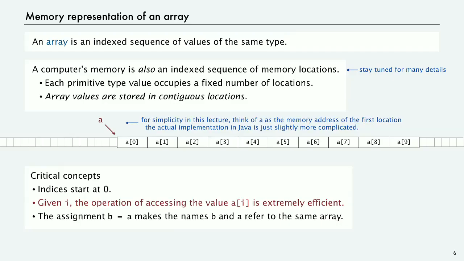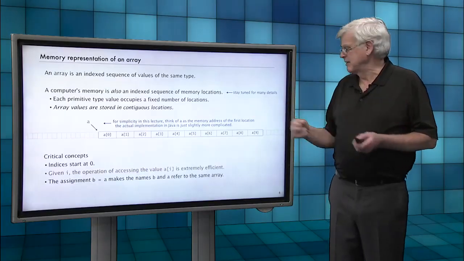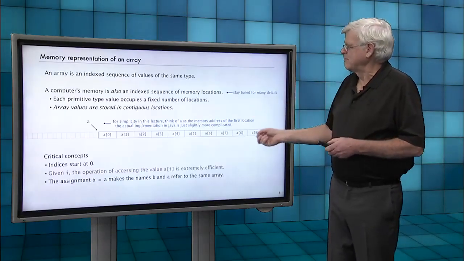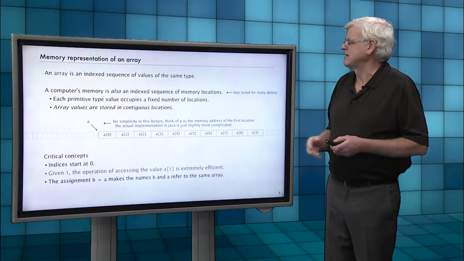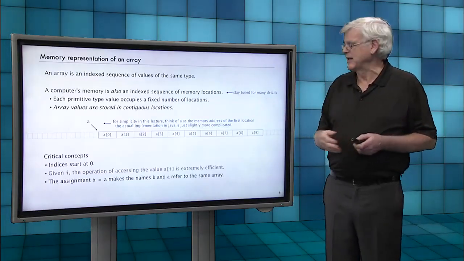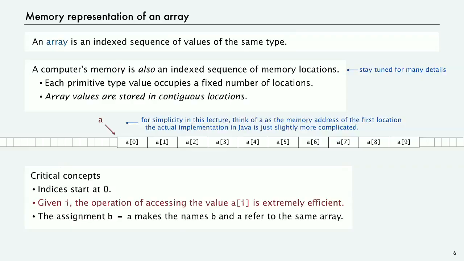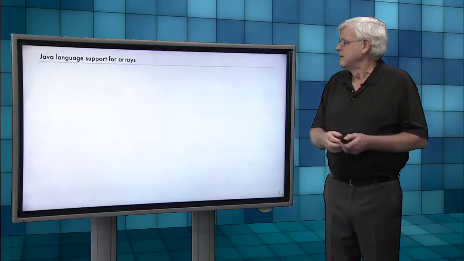Now, one really critical concept that derives from this: if you're using a name to refer to the array, and you make an assignment b equals a, you're making them refer to the same array. We'll look at that in more detail later on, but it's important to point that out right at the outset. You might think that it would copy the array the way that we do with values of variables of a primitive type, but it doesn't.